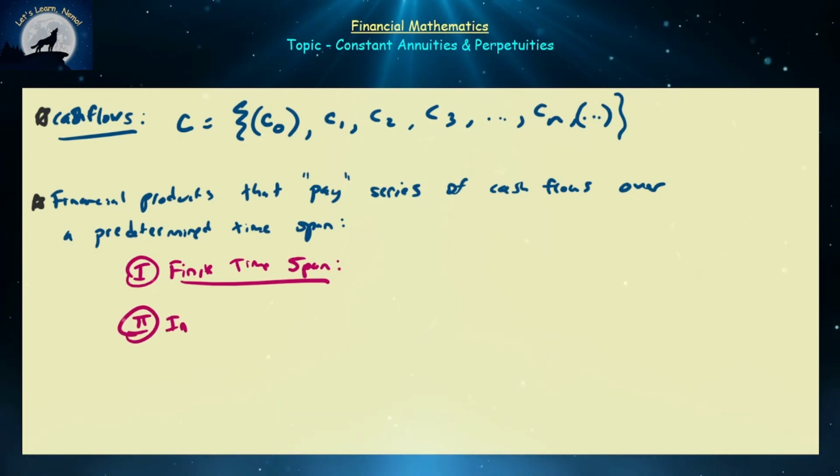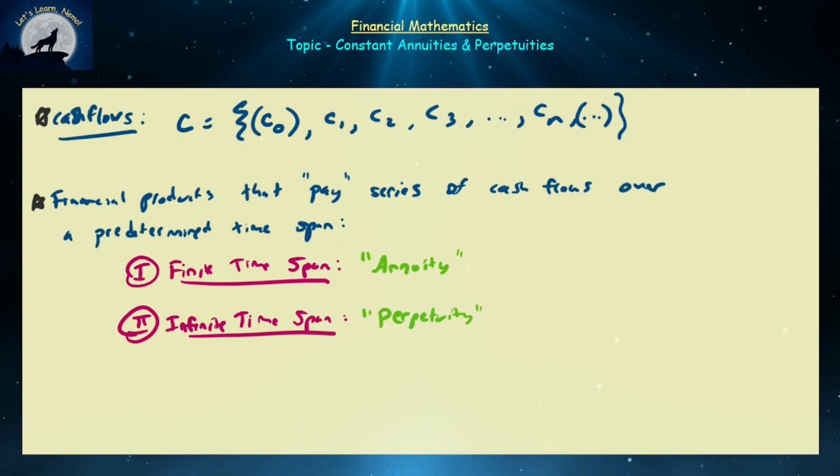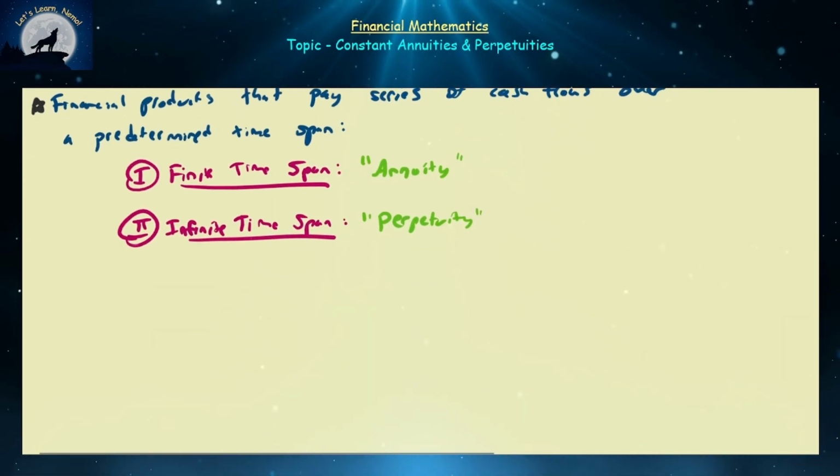And then an infinite time span. So when you have a financial product that pays a series of cash flows over a predetermined finite time span, we're going to be referring to that product as an annuity. And if that time span is infinite, we will be referring to that financial product as a perpetuity. All right? So let's just state a very basic cash flow.